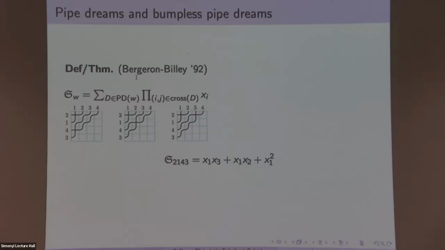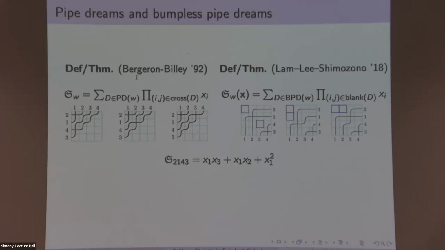After I tile my grid, I would like to see these pipes traveling from the north edge to the west edge. And the way that they intersect will record this permutation. So for every permutation, I can enumerate a set of pipe dreams, and each pipe dream is going to have an associated weight. If I sum the weights over all the pipe dreams, that gives me a combinatorial formula for the Schubert polynomial.